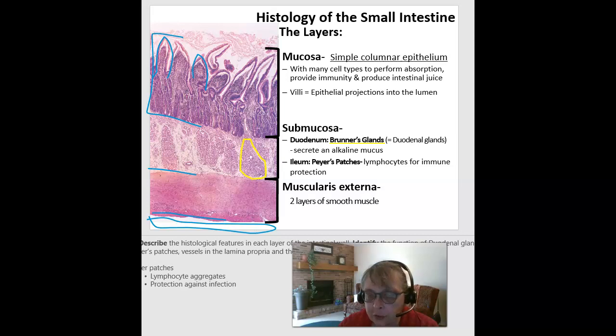The muscularis externa only contains 2 layers of smooth muscle, which is typical for the entire digestive tract, except for the stomach. The stomach has 3 layers of smooth muscle.